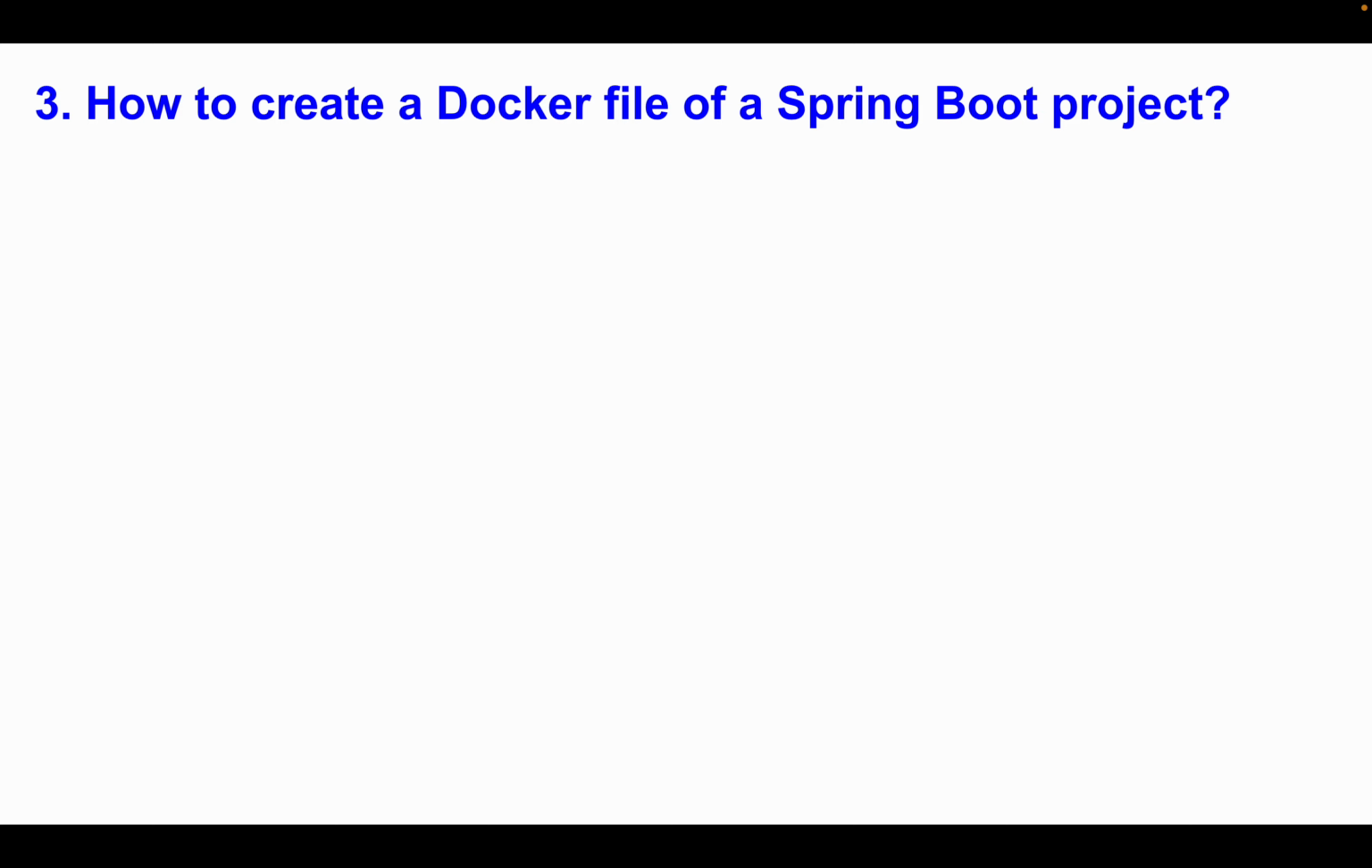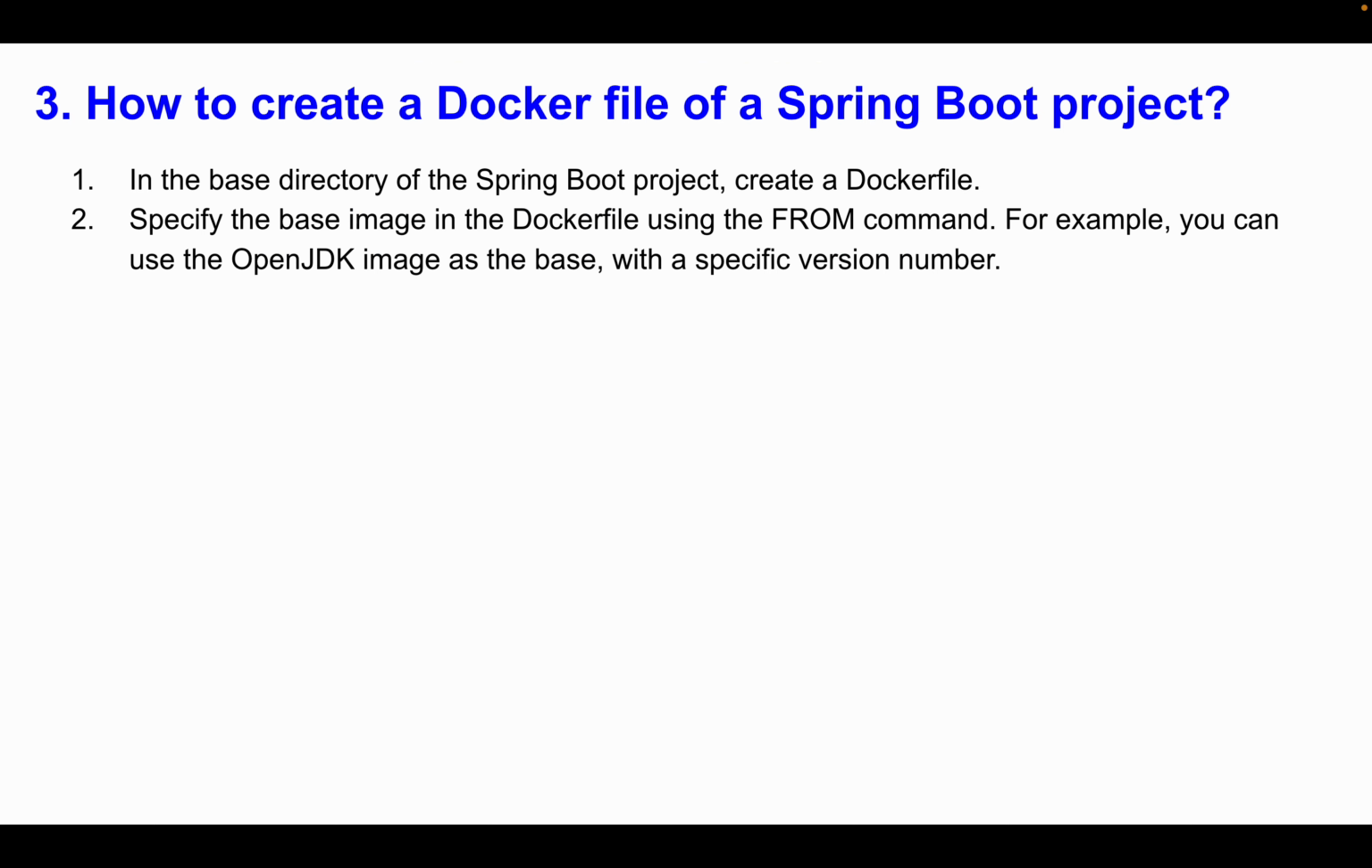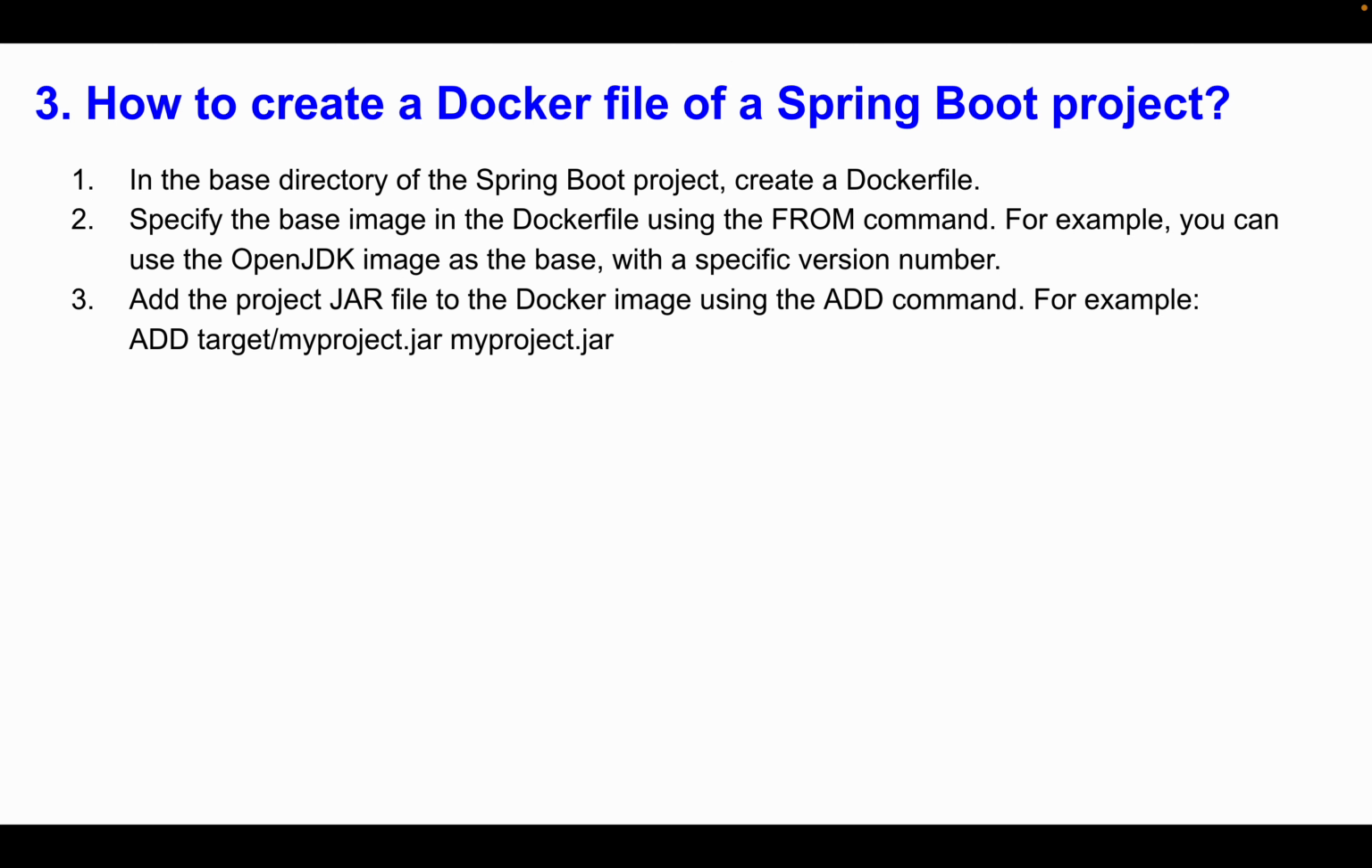Question number 3, how to create a Dockerfile for a Spring Boot project. To create a Dockerfile for a Spring Boot project, step 1 is, in the base directory of the Spring Boot project, create a Dockerfile. Step 2, specify the base image in the Dockerfile using the FROM command. For example, you can use the OpenJDK image as the base with a specific version number. Step 3, add the project jar file to the Docker image using the ADD command. For example, ADD project.jar myproject.jar.